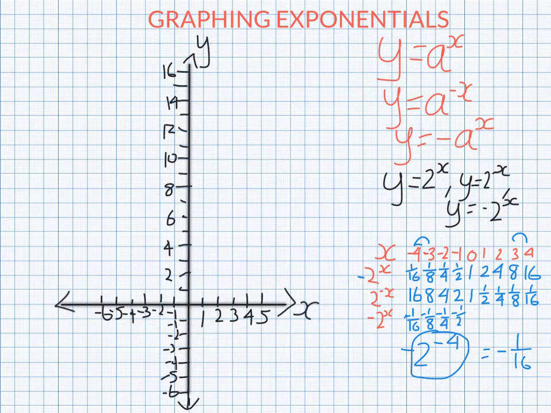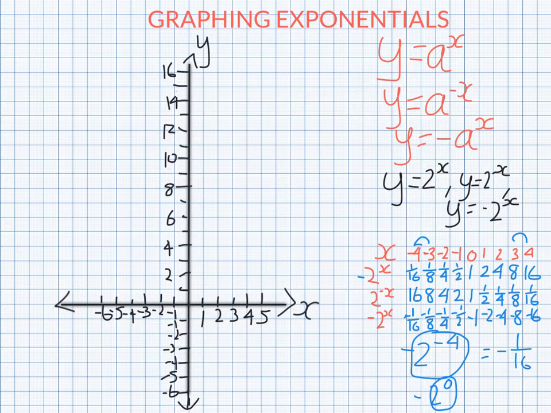So anything to the power of 0 is 1. So minus 2 to the power of 0, this equals 1, so the whole thing is minus 1. And so on. Okay? So none of these are linear, because when x goes up by 1, y does different things. So we can now plot these points.